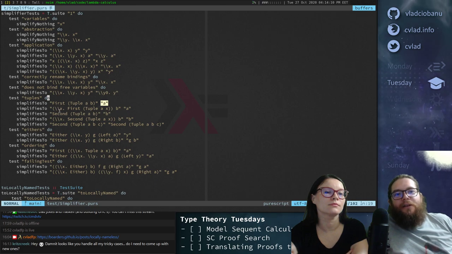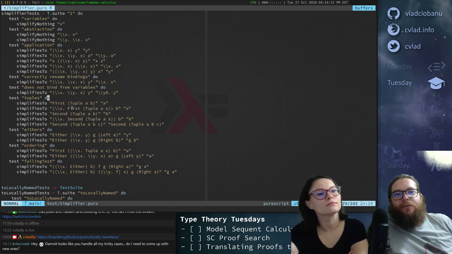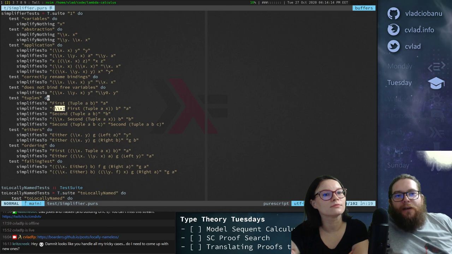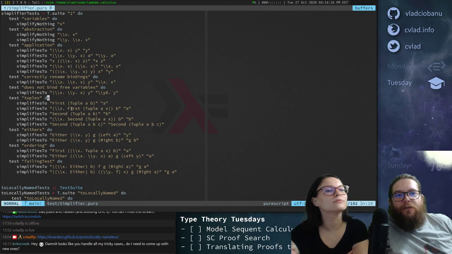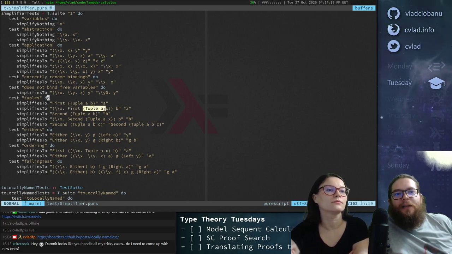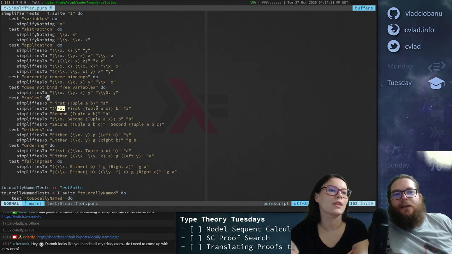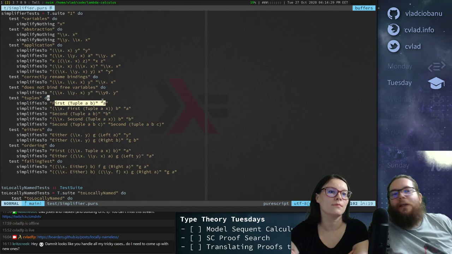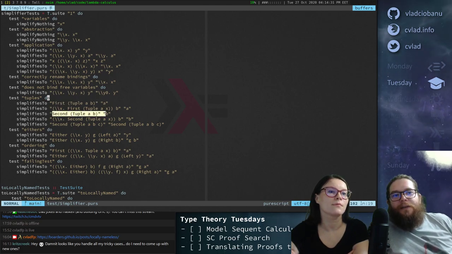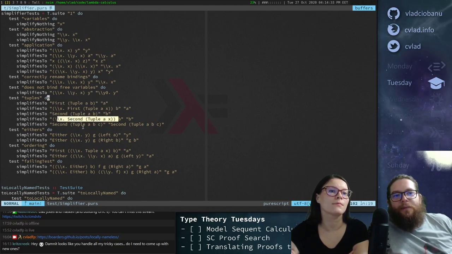Then here we start having slightly more complicated examples where, for example, we have a function from x to the first of a tuple (a, x). So we replace x here, and then b, and then the first thing is b gets added here, and then it's the same thing as this, but we're just evaluating one step. And then the same thing for second, same example for second.